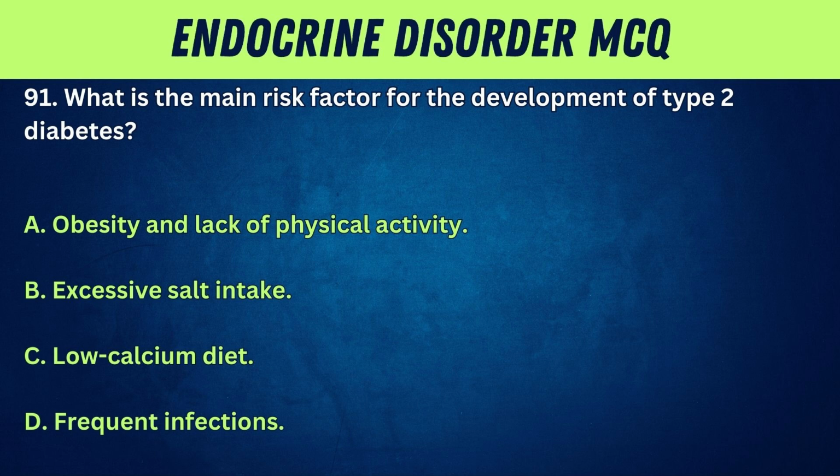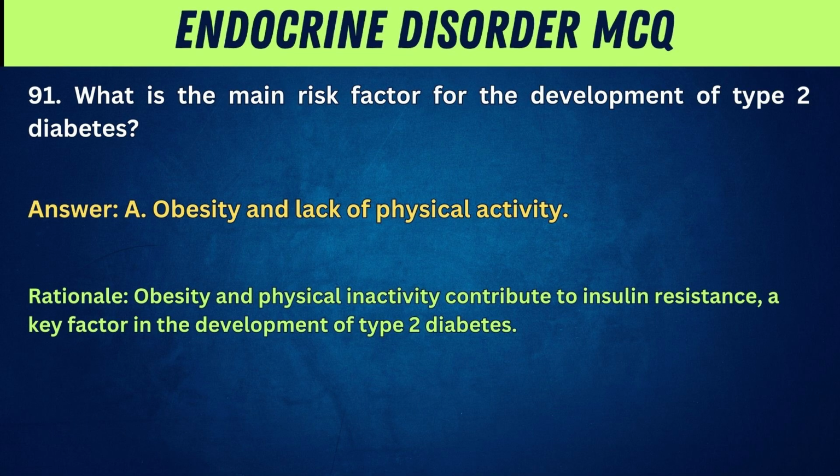A. Obesity and lack of physical activity. B. Excessive salt intake. C. Low calcium diet. D. Frequent infections. Answer: A. Obesity and lack of physical activity. Rationale: Obesity and physical inactivity contribute to insulin resistance, a key factor in the development of type 2 diabetes.